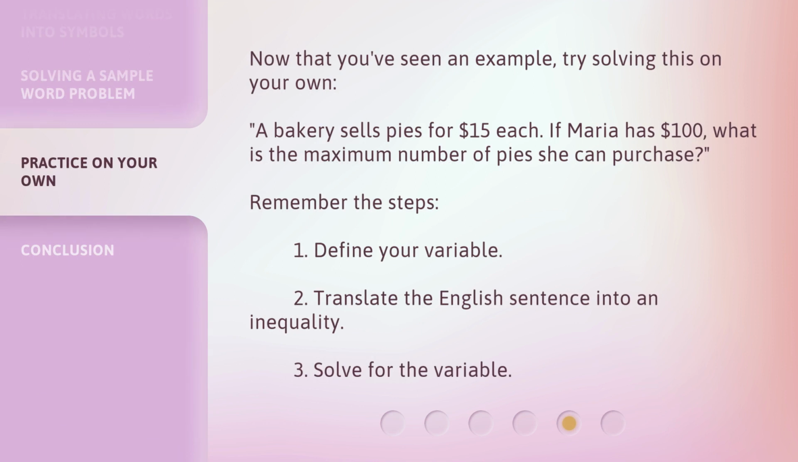Now that you've seen an example, try solving this on your own. A bakery sells pies for $15 each. If Maria has $100, what is the maximum number of pies she can purchase? Remember the steps. 1. Define your variable. 2. Translate the English sentence into an inequality. 3. Solve for the variable.